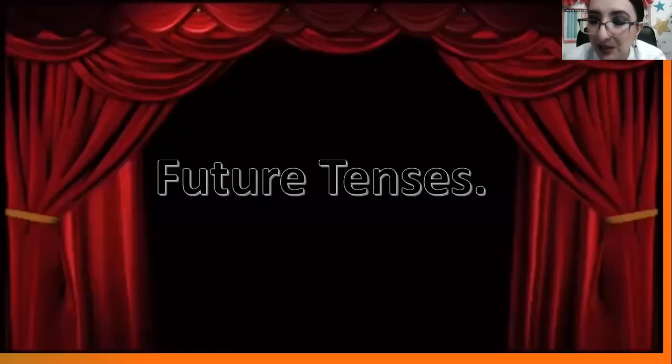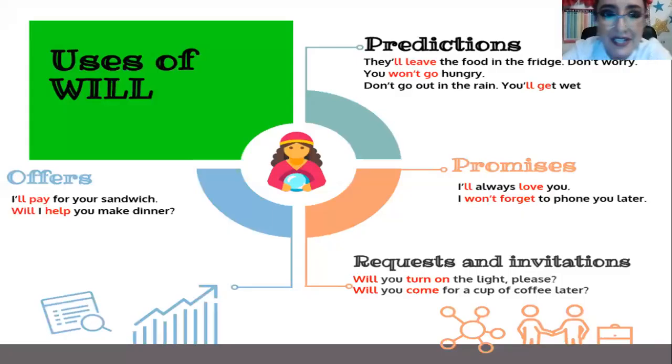First of all, we are going to continue with this that I have here for you. Future tenses, super easy, super cool. Okay, this is going to be pretty fast. Don't worry, we have the time. Will, yes. Remember when we are going to be making use of will.